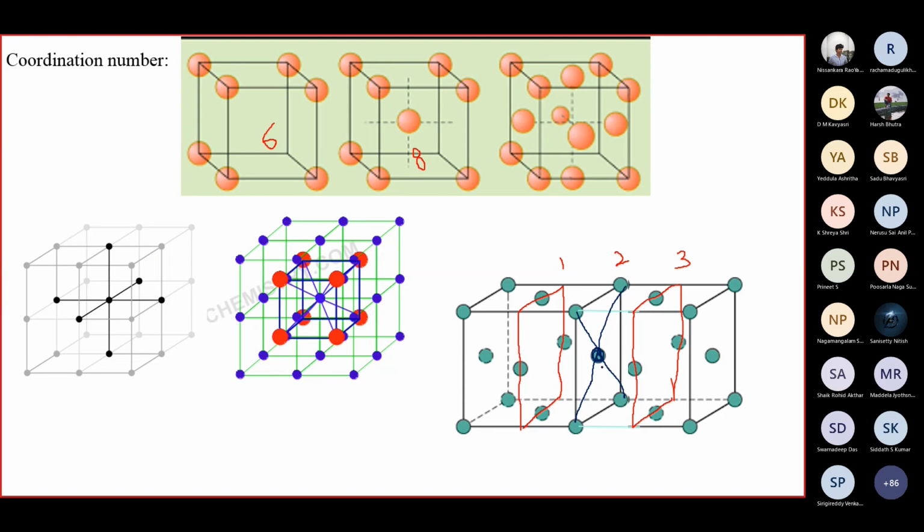4, right? Then same distance, same distance, same distance, same distance. 8. Then same distance, same distance, same distance, same distance. How many? 12. In this plane 4, in this plane 4, and in this plane 4. How many totally? 12. Do you understand this? Any doubt? Better you note down this diagram, otherwise you will get confused.